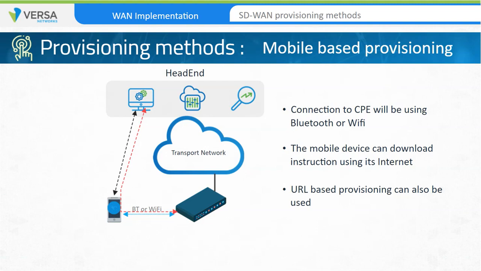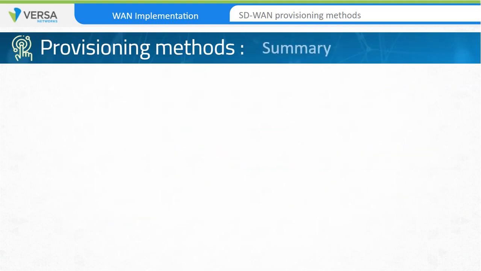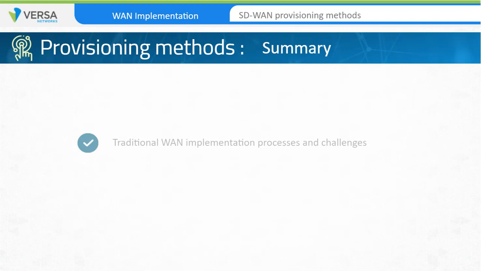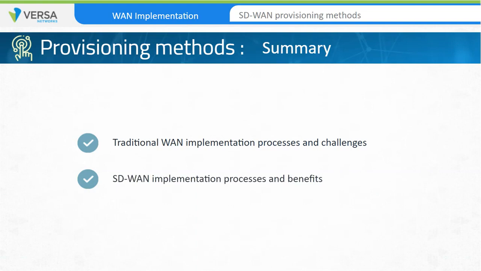All of these techniques help reduce site turnup time and costs. SD-WAN evolution is the main driver for the adoption of these techniques, and together these concepts help provide true borderless and agile WAN implementations. This is the end of Session 6 of the Versa Essentials series. In this session, we discussed traditional WAN implementation and its challenges, and SD-WAN implementation and its benefits. Thank you for your participation in this session, and we hope you found the session informative.